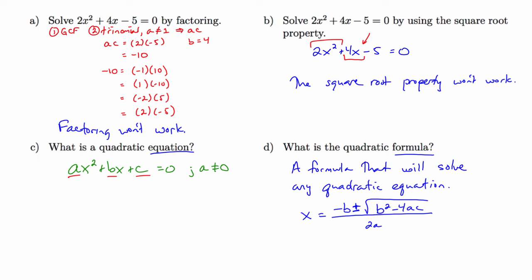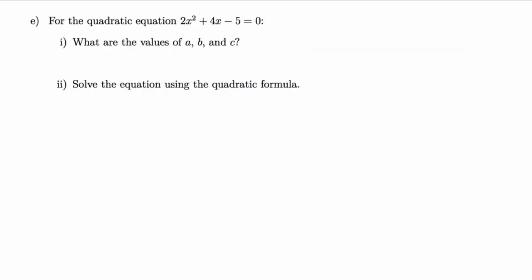So let's move to part E, where we will use this formula to solve the same equation that we have not been able to solve using factoring or the square root property. Anytime you go to use the quadratic formula, there are two things you need to keep in mind. The first is the equation must be set equal to 0. Just like when we're factoring and we have to have the equation set equal to 0 to use the zero factor theorem, the same is true with the quadratic formula. It must be set equal to 0.